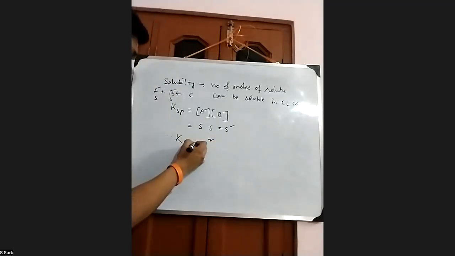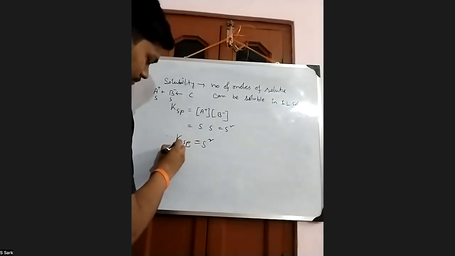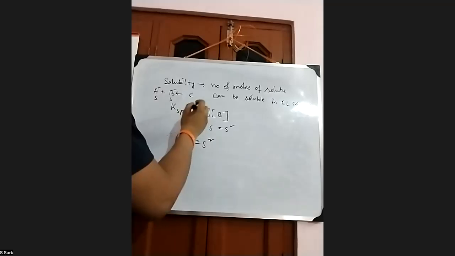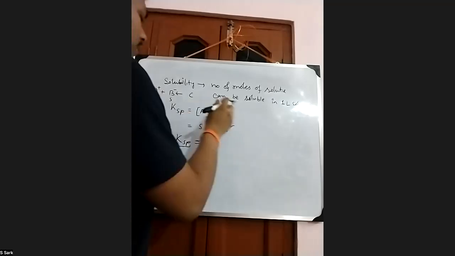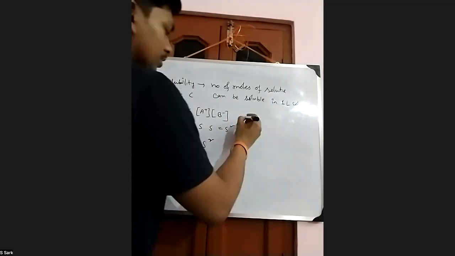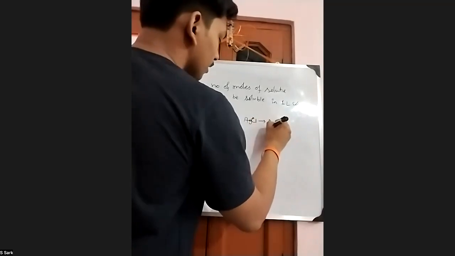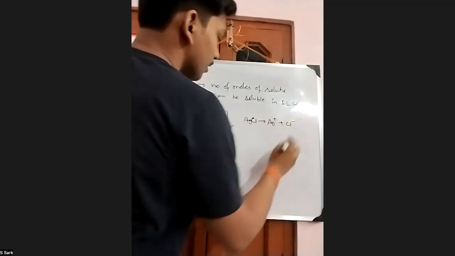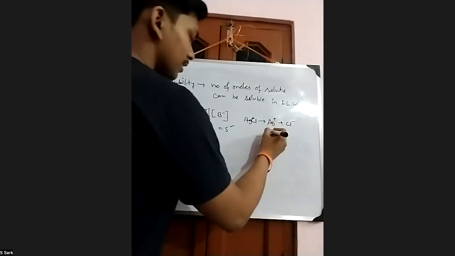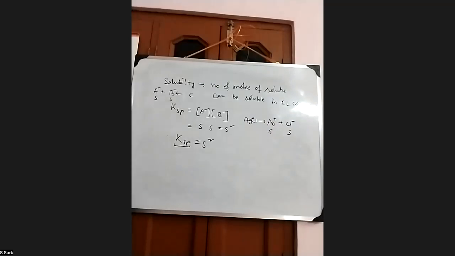This is basically the product of the solubility of particular ions in the constituent electrolyte. So if we take an electrolyte which is AgCl, then it will dissociate to Ag plus and Cl minus. And let's take the solubility of Ag is S and Cl is S. So the solubility product will be Ksp equal to S square in this case.